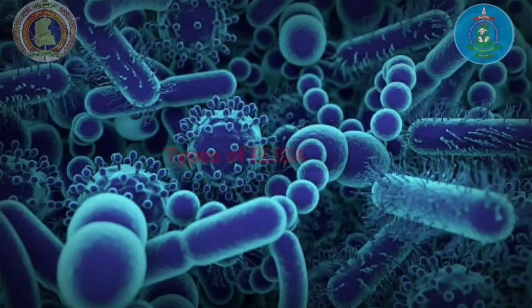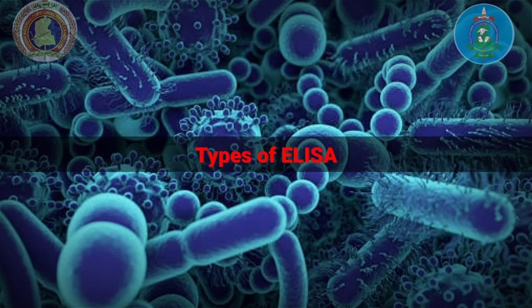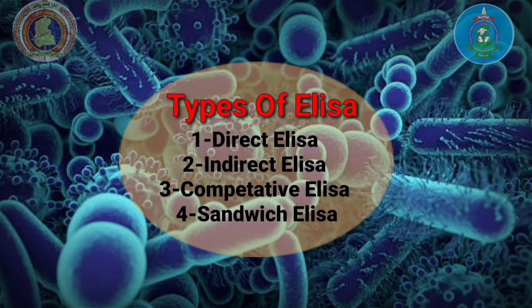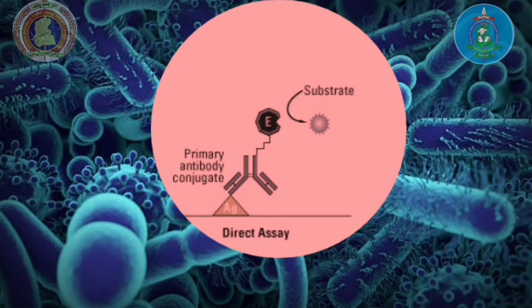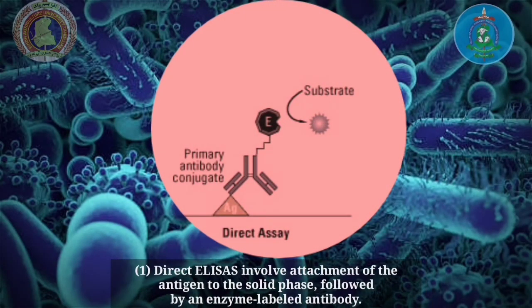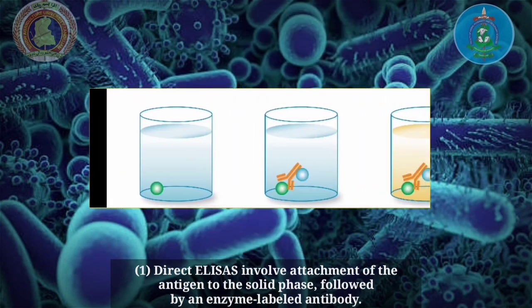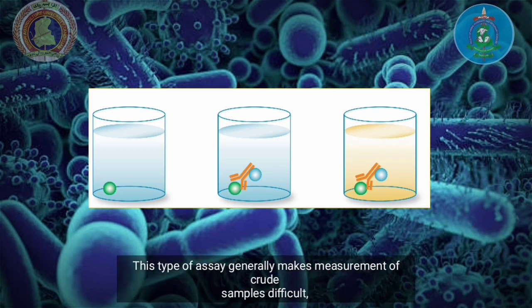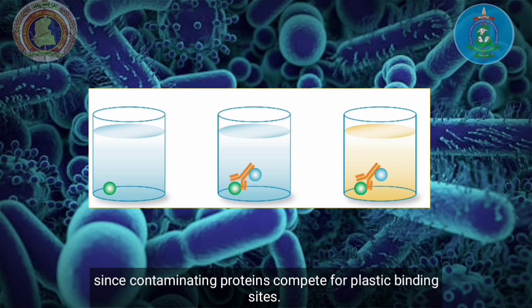Types of ELISA. There are four main types of ELISA: direct ELISA, indirect ELISA, quantitative ELISA, and sandwich ELISA. Direct ELISA. It involves attachment of the antigen to the solid phase followed by an enzyme-labeled antibody. This type of assay generally makes measurement of a crude sample difficult since contaminating proteins compete for plastic binding sites.